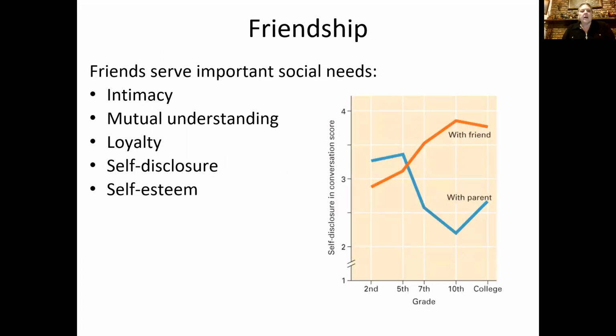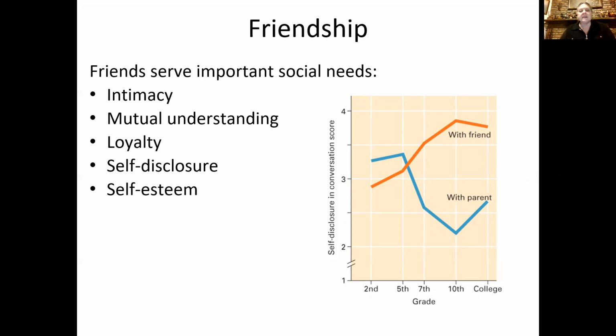All right, friends are very, very important during adolescence. We touched on this before. Friends serve some very important social needs. The first one is a need for intimacy. Now remember, intimacy is being close with somebody. I'm not talking about sexual relationships, although kids and adolescents do have sexual relationships.